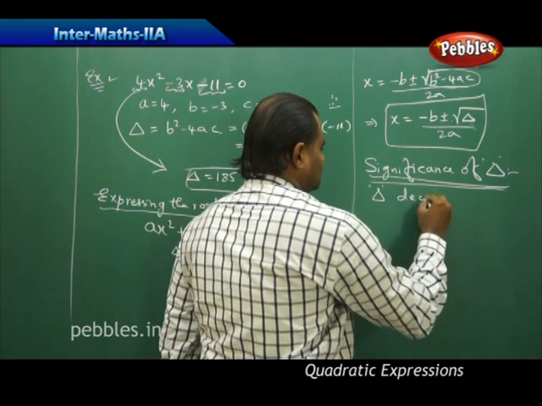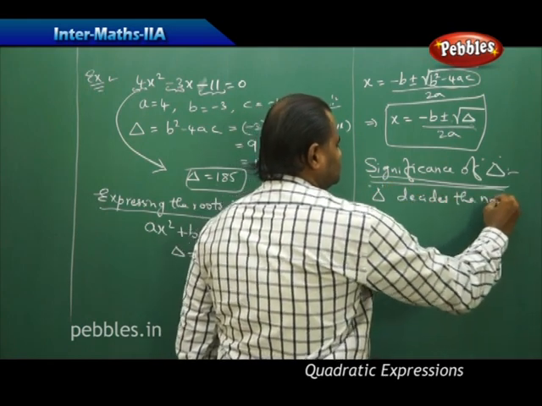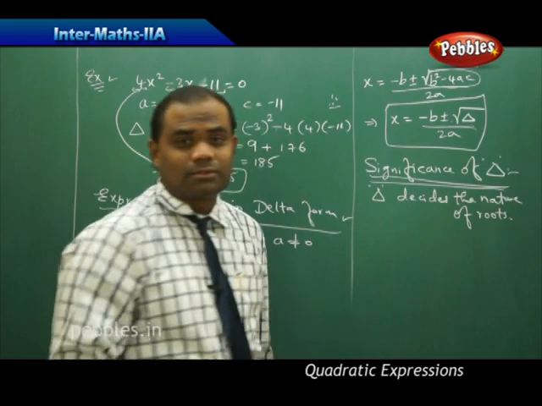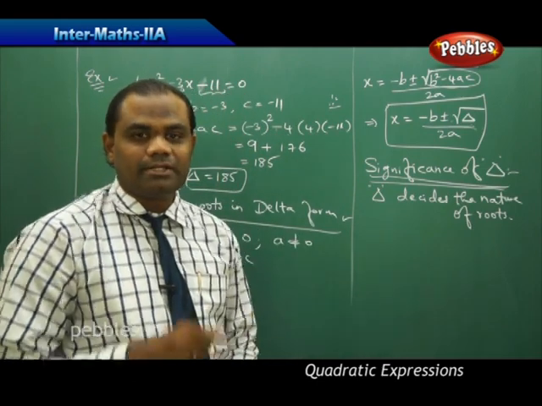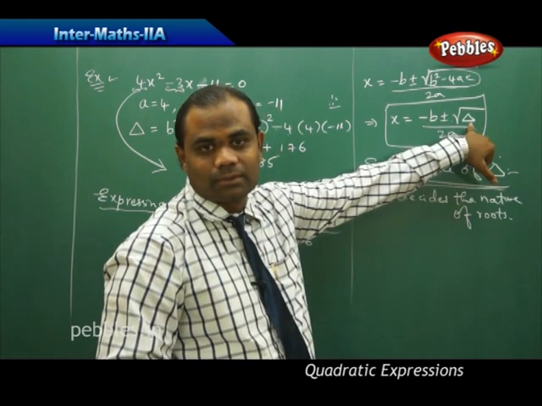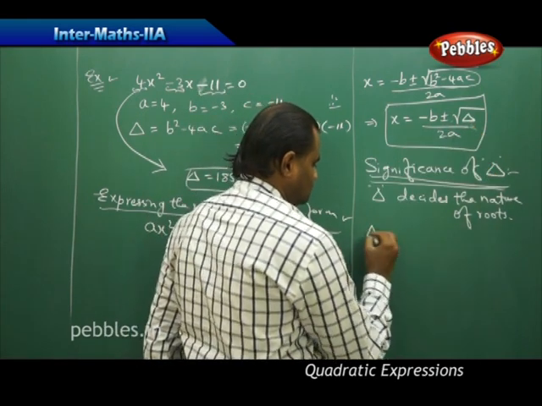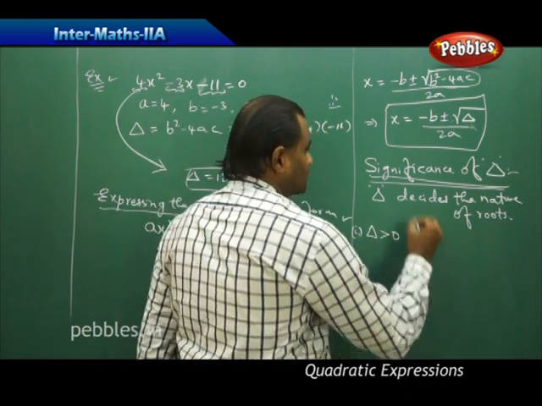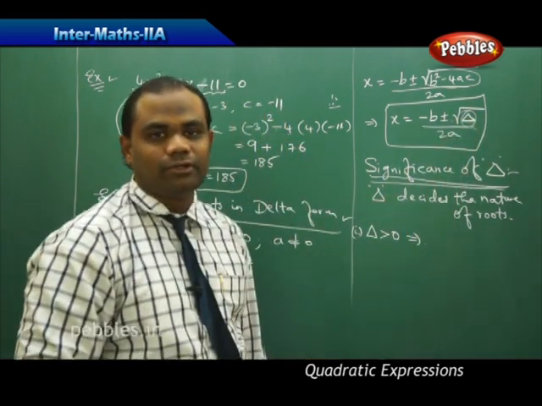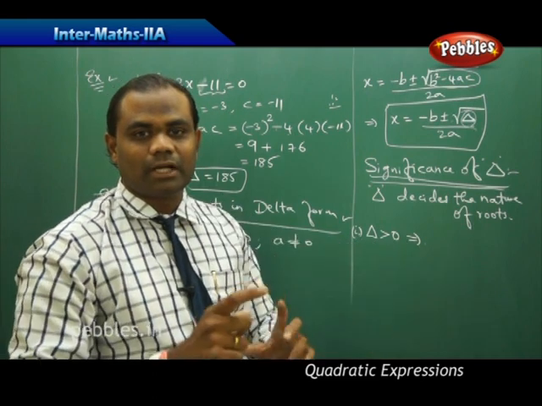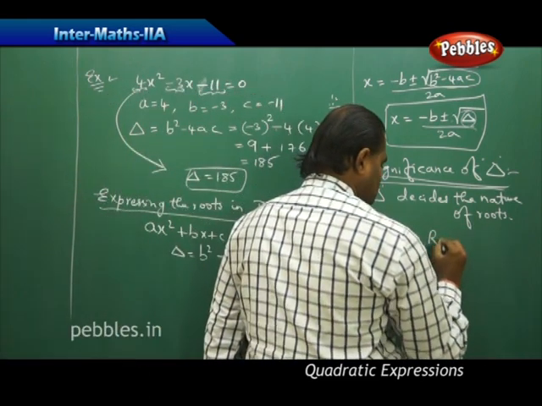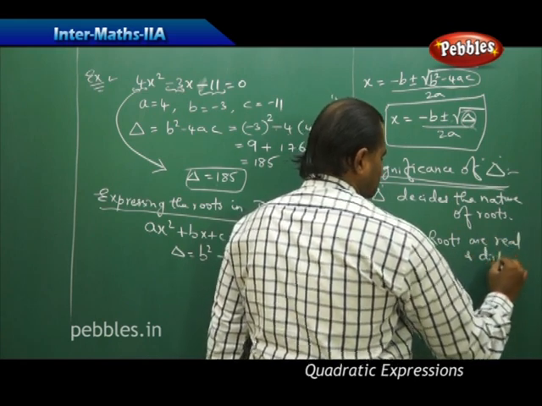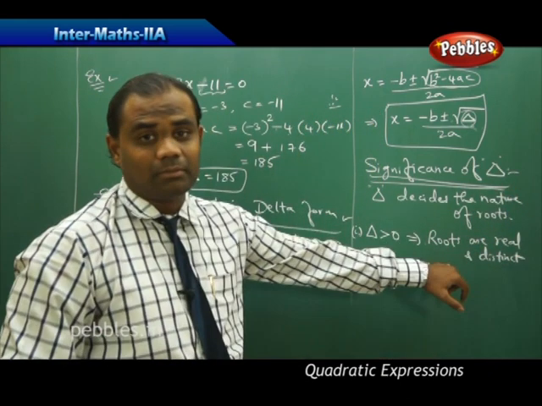Therefore, delta decides the nature of roots. So the nature of roots can be easily identified through its presence inside the root. Firstly, I identify that if delta is greater than 0, that implies the root is defined for a value which is positive or greater than 0. That implies roots are real and distinct. They cannot be imaginary numbers.